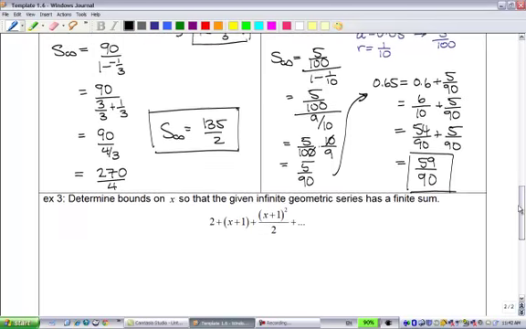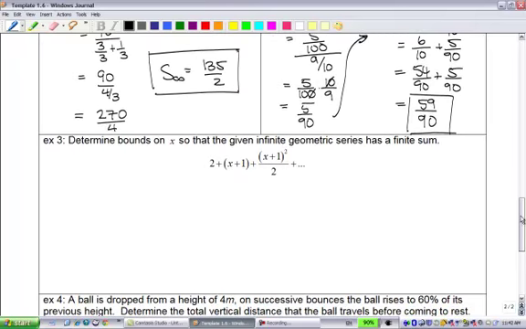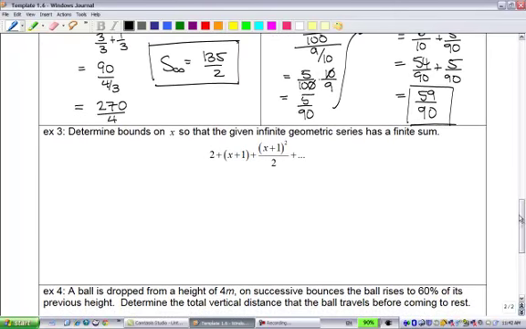Third example really illustrates the idea of us having a finite sum. So determine bounds on x so that the given infinite geometric series has a finite sum. As soon as I see this combination of infinite geometric series and finite sum, that tells me that we need to have our common ratio between -1 and 1. That's the tip-off here. So we need to force our common ratio to be between -1 and 1.